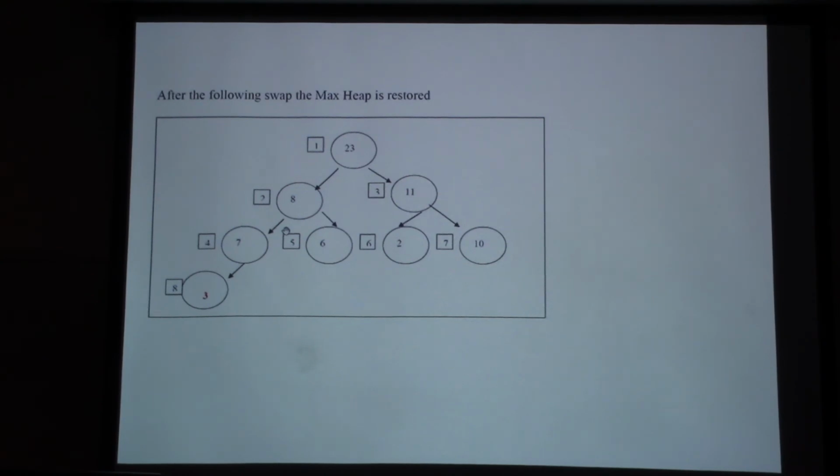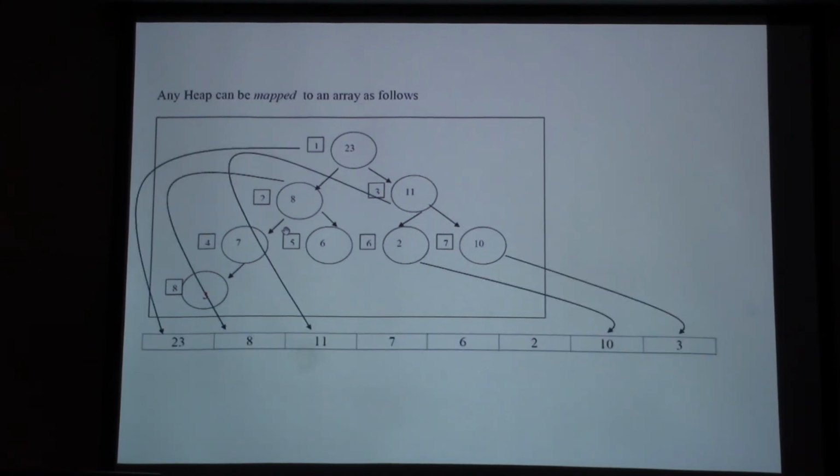So that's enough of the tree. The tree is just something that shows us performance and the logic. But actually, heaps are never implemented as trees. Heaps are always implemented as arrays or linear structures. You can implement them on files. You can implement them as vectors. You can implement them as arrays.